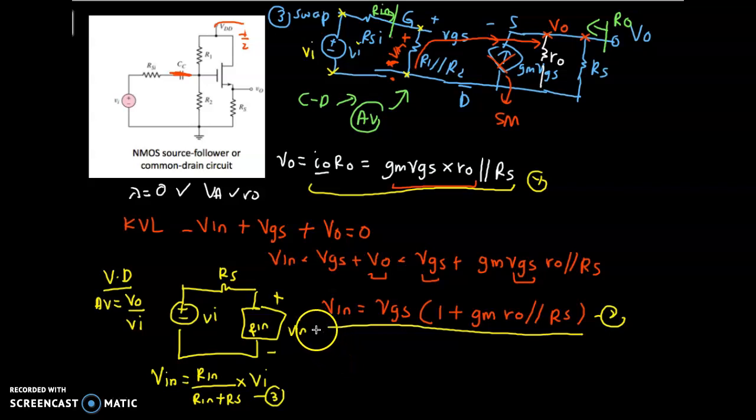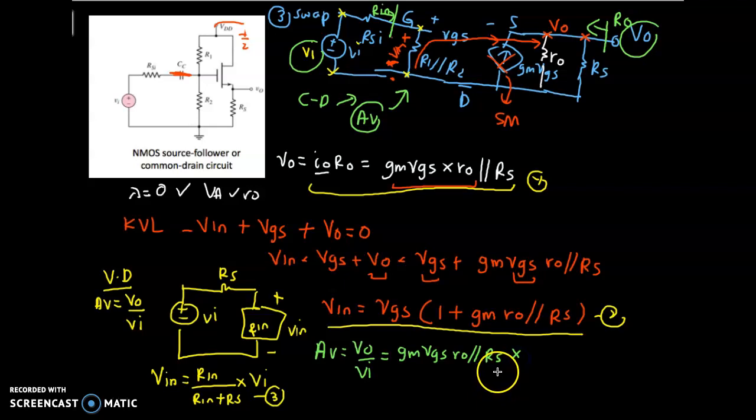So what you need to do now is find the gain. So what is your gain? AV is actually V out over VI, not V in. Okay, so your V out is gm VGS times r naught parallel to RS, multiplied by 1 over VI, and it becomes 1 over V in times R in divided by R in plus RS.